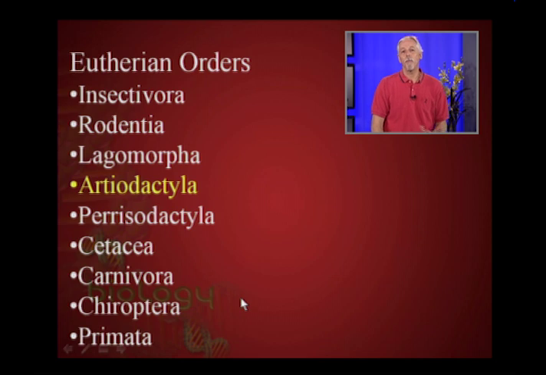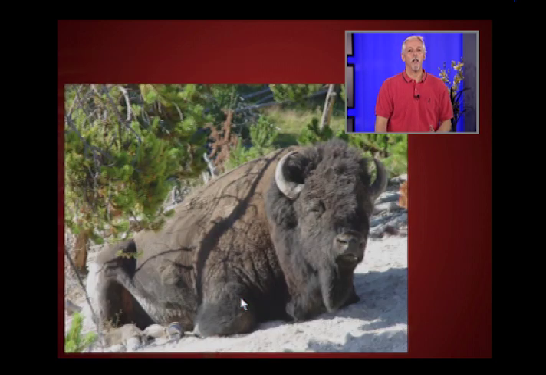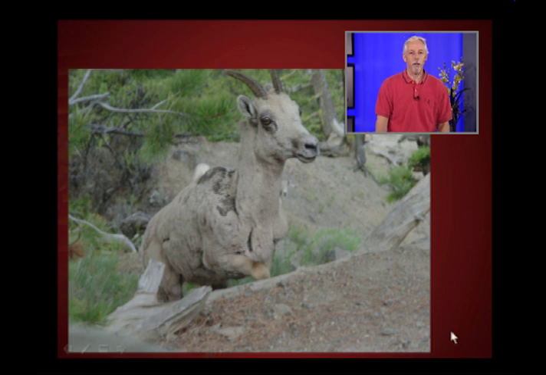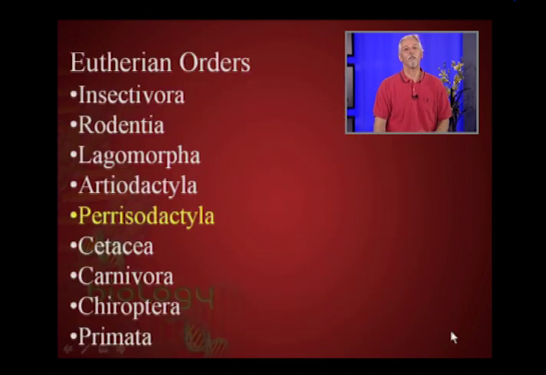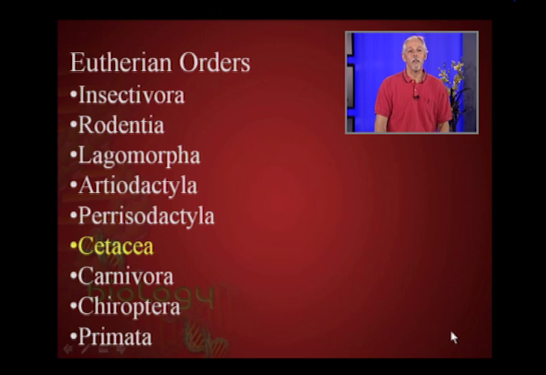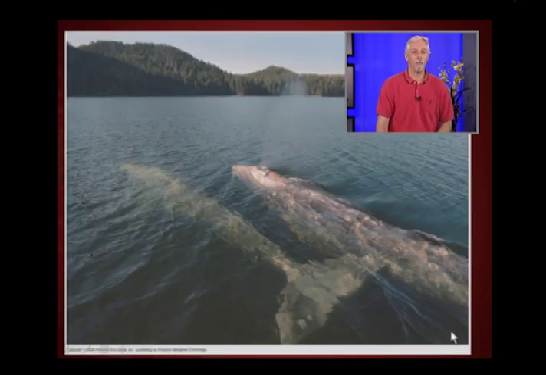Artiodactyla would be one of two groups of the hoofed mammals, and the Artiodactyla have even-numbered toes. Examples would be the American bison, bighorn mountain sheep, and cows. The Perissodactyla are the odd-numbered toed hooved mammals, and of course that would include horses, zebras, those kinds of animals. The cetaceans are whales, dolphins, porpoises, and that group.